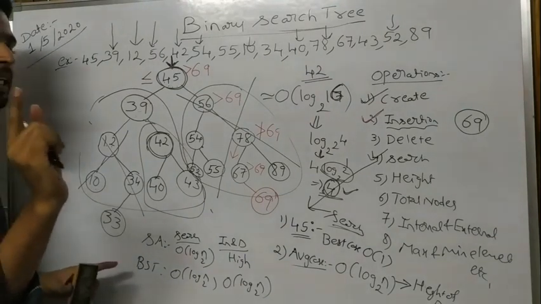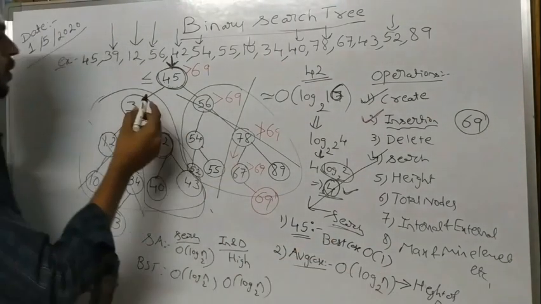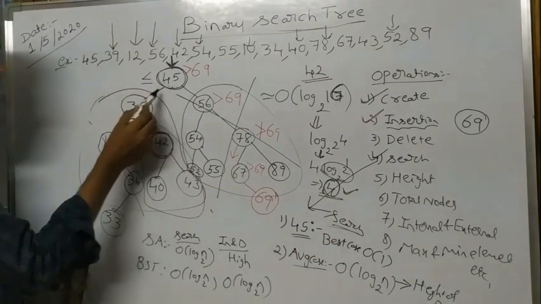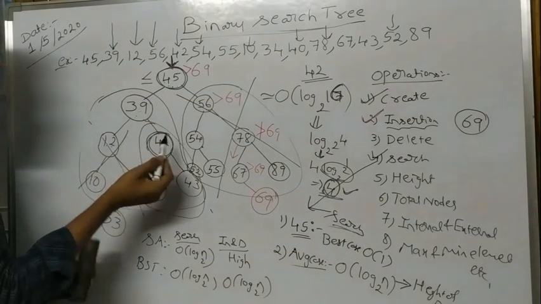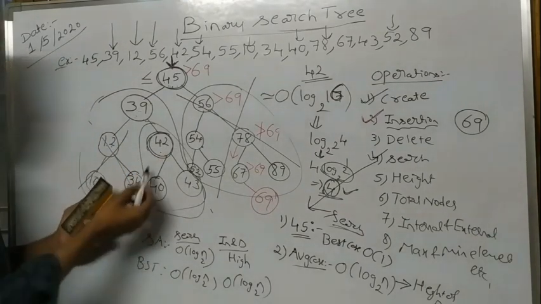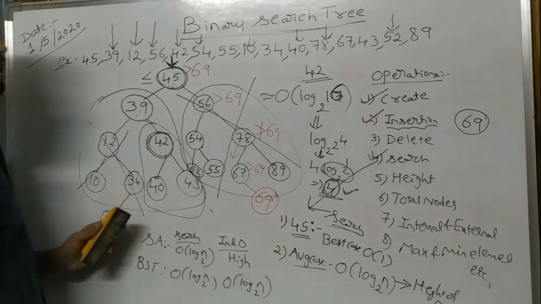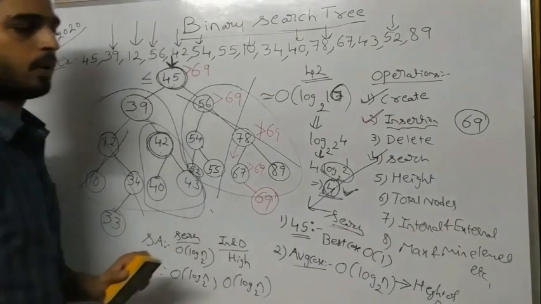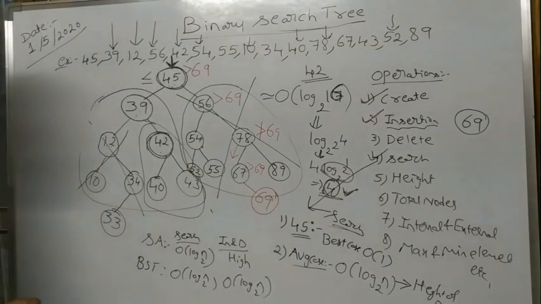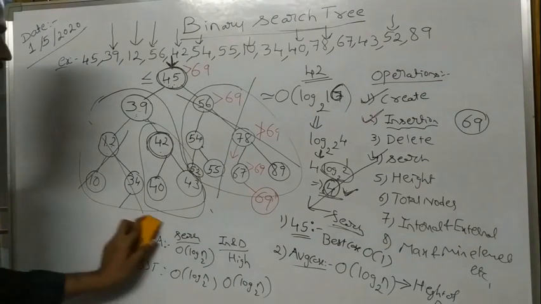With respect to nodes I am saying, not the height. First check with 45, check with 39, check with 42. For example, take 34: 45, 39, 12, 34. That's it. So it is going to take a maximum of 4 comparisons. Okay, fine. Just note.